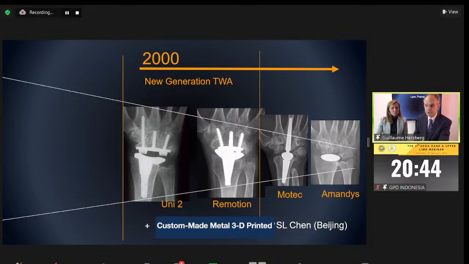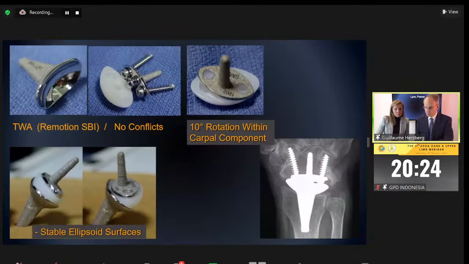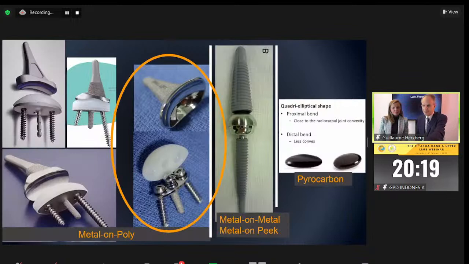And we will talk mainly about the Remotion, which is the one we know the best, and the great study you made with Michel some years ago. This is a metal and poly prosthesis, which is different from the metal on metal of the MoTeC or the Pyrocarbon. So maybe, Marion, can we stop a little bit on this slide? Because you have gathered here the four types of currently available implants. You have the Universal, which is now called the Freedom. There was a Uni 1, Uni 2, and now it's the Freedom. You have, of course, the Remotion. You have the MoTeC, which is from Norway, from Ole Reigstad, and the Pyrocarbon, which is not per se a total wrist, but which is the equivalent, a spacer. And it has to be taken into consideration.